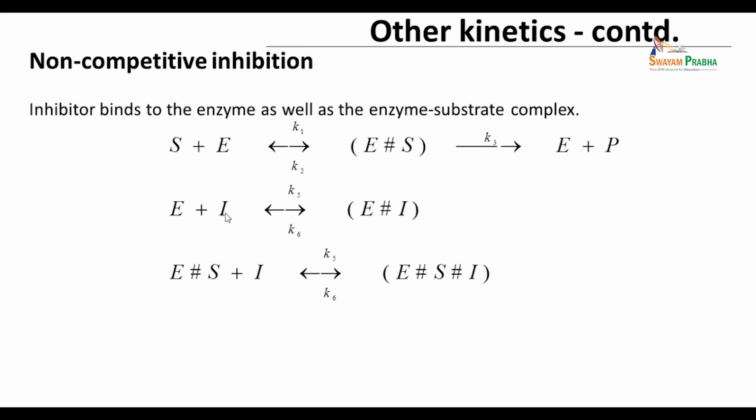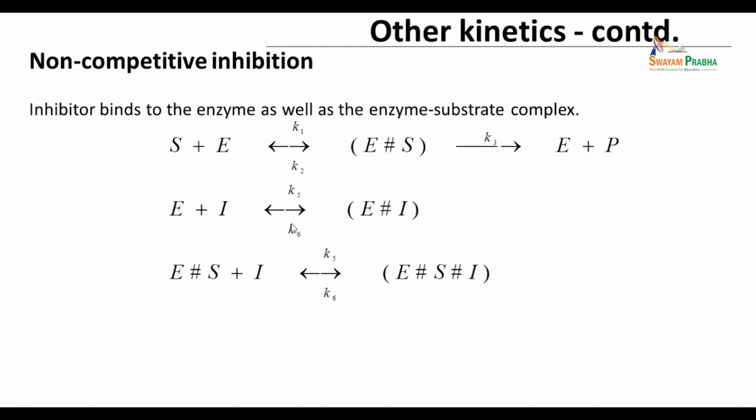The enzyme binds to the inhibitor to give you the enzyme inhibitor complex. The enzyme substrate complex also binds to the inhibitor reversibly to give you the enzyme substrate inhibitor complex. So this is the additional reaction here for non-competitive inhibition, in which case the inhibitor binds to the enzyme as well as to the enzyme substrate complex.